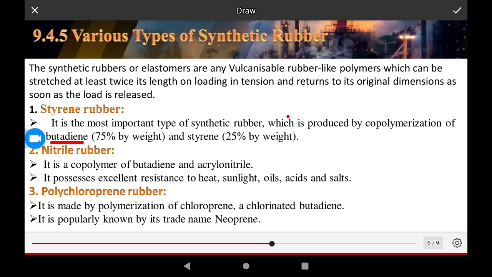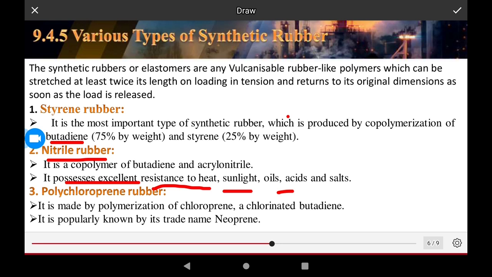Nitrile rubber is a copolymer of butadiene and acrylonitrile. It possesses excellent resistance to heat, sunlight, oils, acids, and solvents.